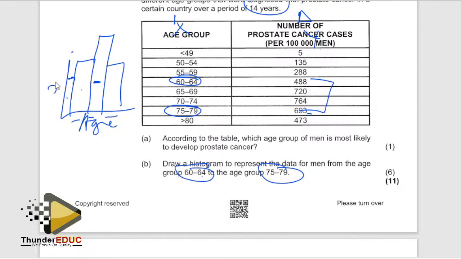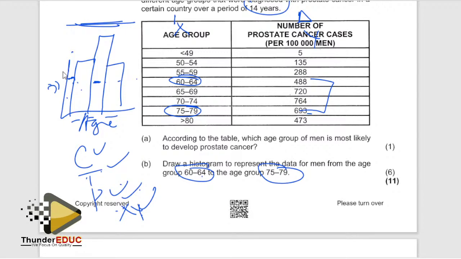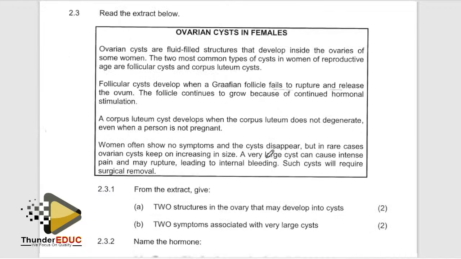So you put here the number of prostate cancer cases per 1,000 men, and then put the caption here. So we say caption, correct type of graph with no spaces, we give you a tick. Then plotting, we give you a tick, maybe 2 marks. Axis, we give you a tick, x and y, 1, 2. Scale, and the scale should leave spaces in between.